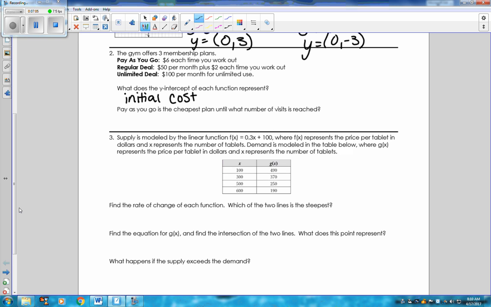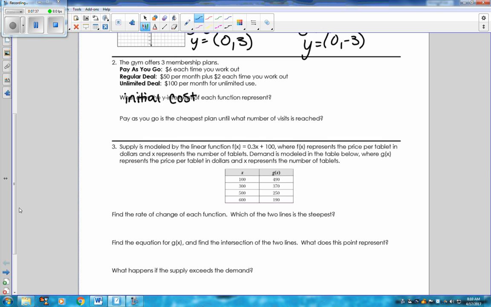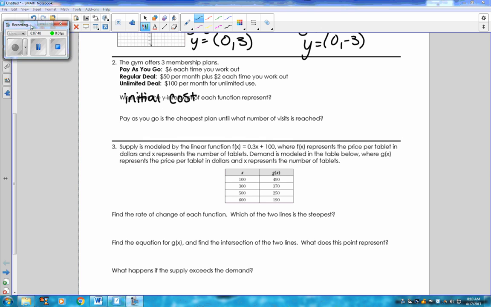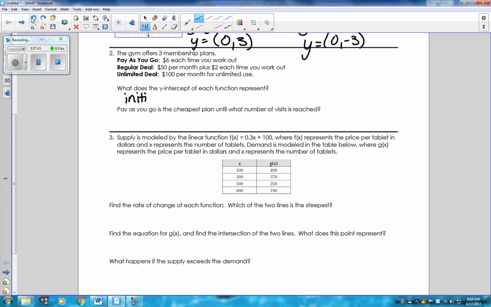Pay-as-you-go is the cheapest plan until you reach what number of visits to work out? How do you think we're going to set this up? The way that we can set this up is I'm going to write the equation for the pay-as-you-go. So if I just pay $6 every time I work out, can we agree that the equation of that would be $6x? Do y'all agree with that?